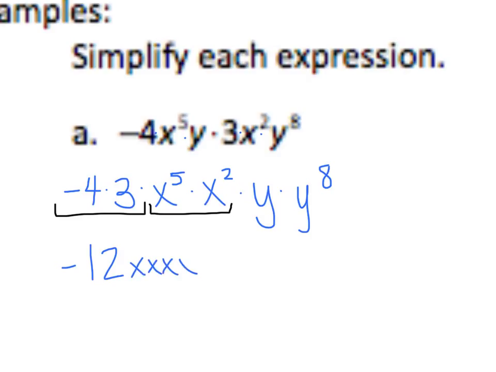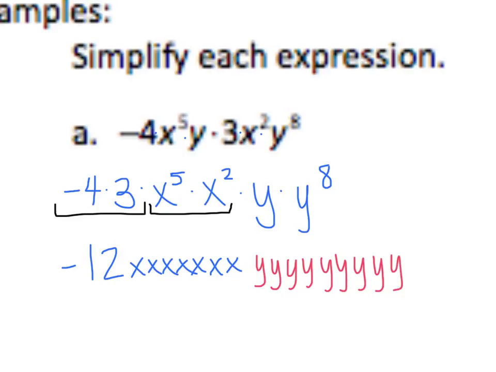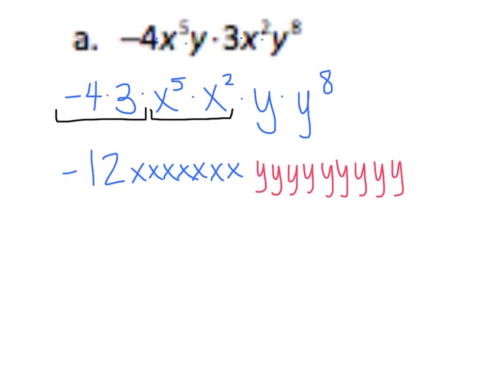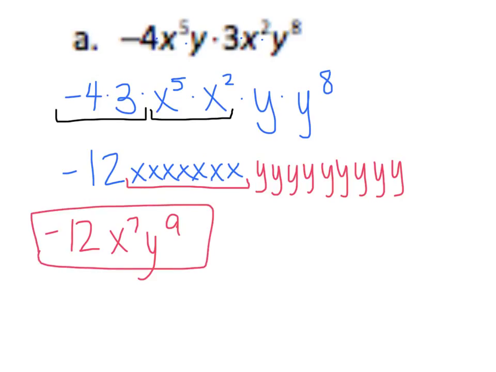So for the x's: 1, 2, 3, 4, 5, and then I have another 2. And then the y's, I have 1 y and then 8: 1, 2, 3, 4, 5, 6, 7, 8. So I wrote out 8 y's and then that 1 y. Now I'm just going to add up and count how many x's I have. I still have the negative 12, and I'm going to have x to the 7th because there are 7 x's, and y to the 9th because there are 9 y's. Okay?